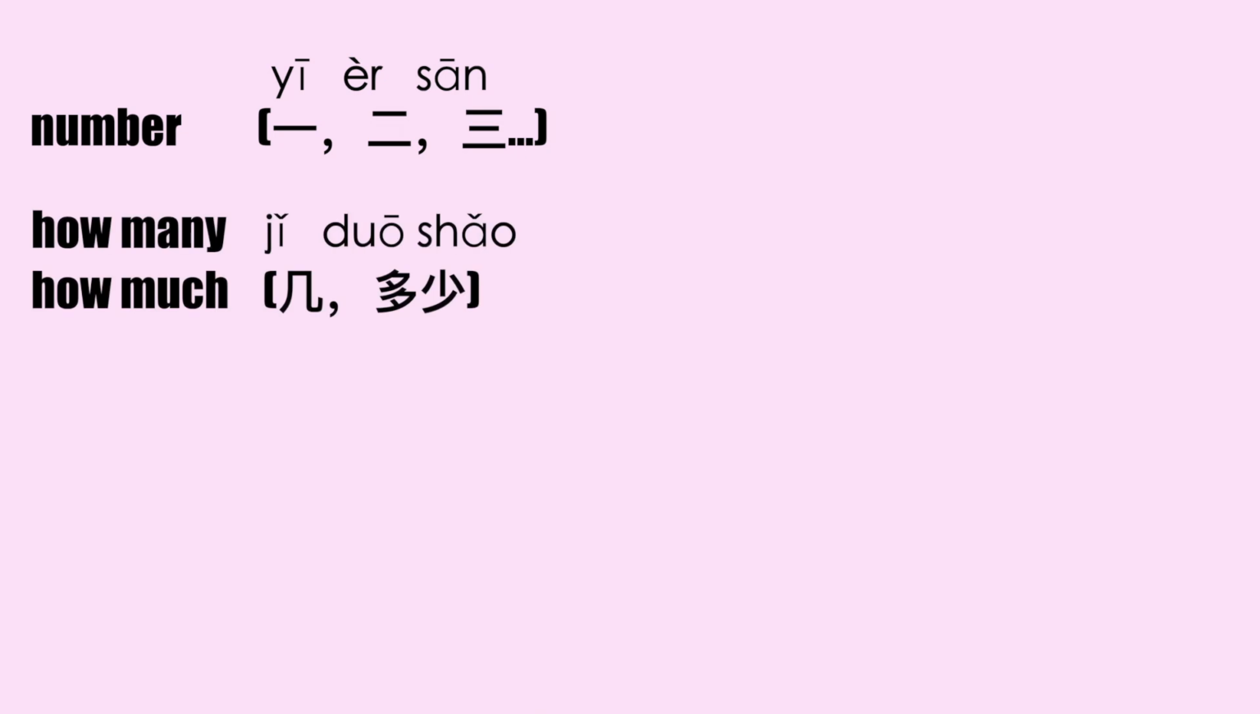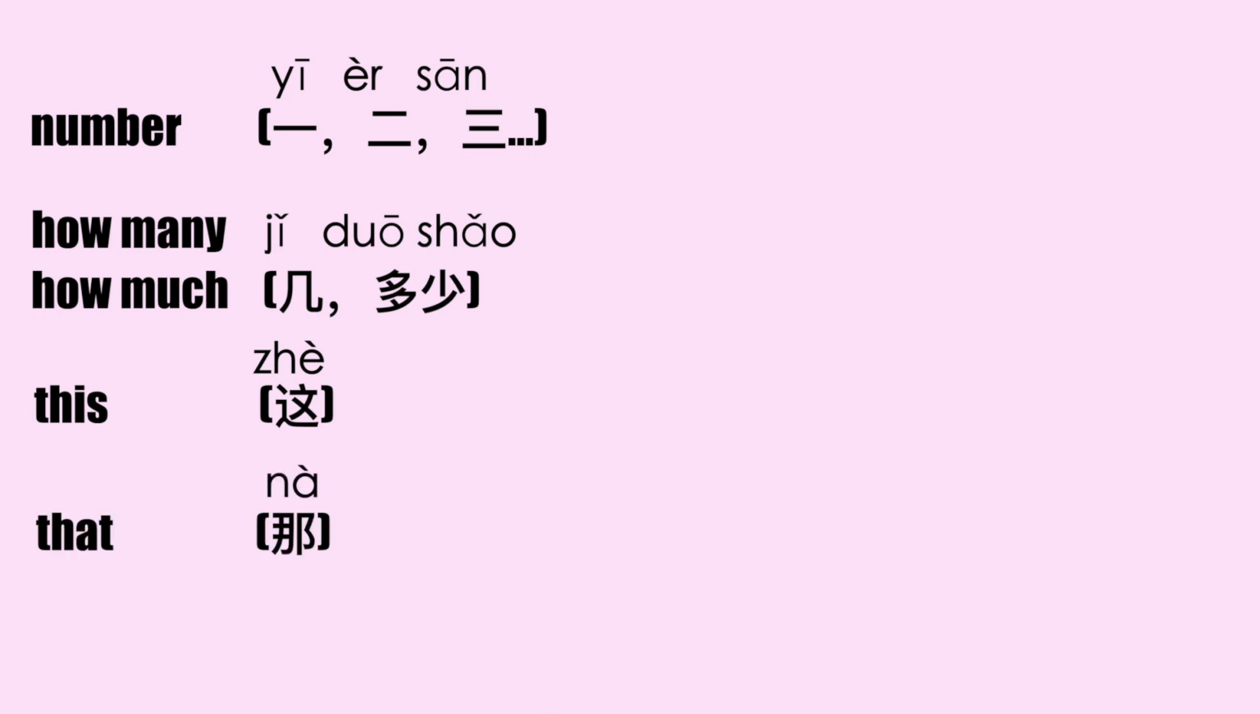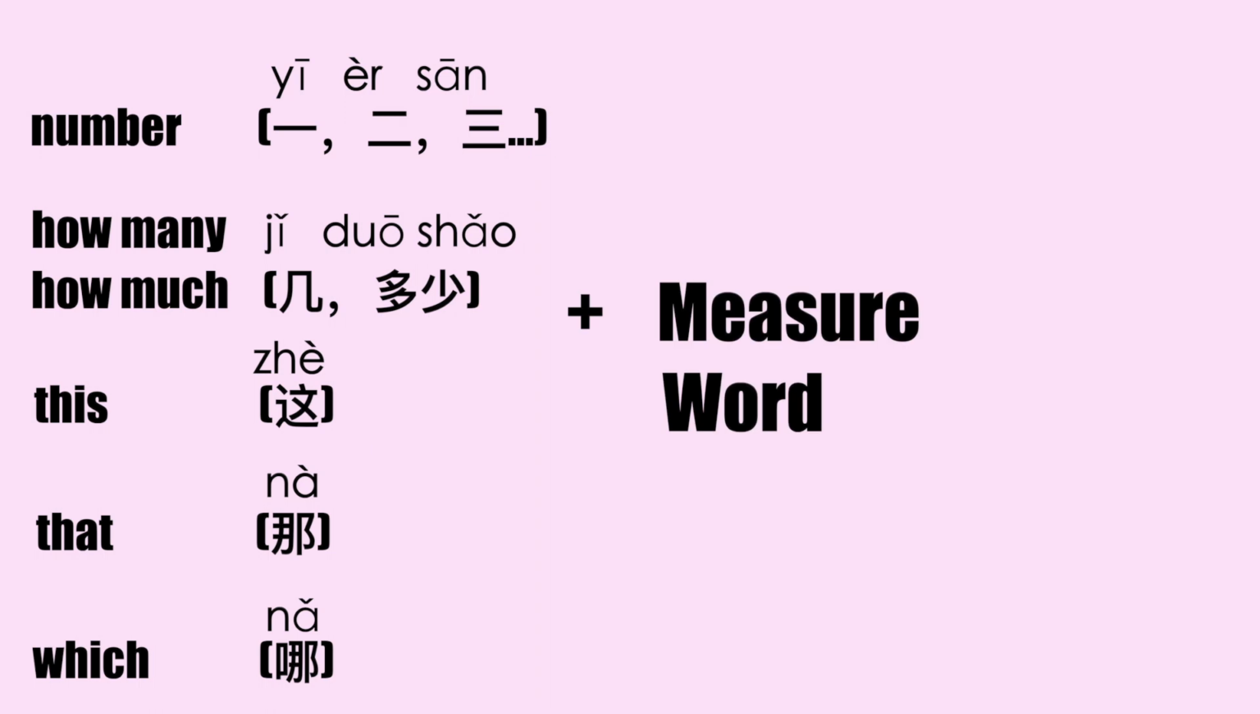First of all, we will say a number like 1, 2, 3. A question word asking for a number like how many, how much, 几 or 多少. This, 这, that, 那, which, 哪 before a measure word. So the measure word is in the middle, then followed by different nouns. For example, we can say 3 measure word 人, 8 measure word 猫, 12 measure word 车.